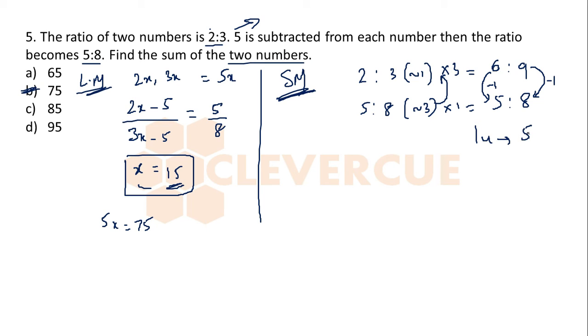If 1 unit is equal to 5, we have to find the sum of the numbers. The sum of the numbers is 6 plus 9, that is 15 units. If 1 unit is 5, then 15 units will be equal to 75. So like that, through this short method, we will get this answer very quickly and easily. See, these kinds of problems are also asked in the ages topic. In that also we will be using this same method.